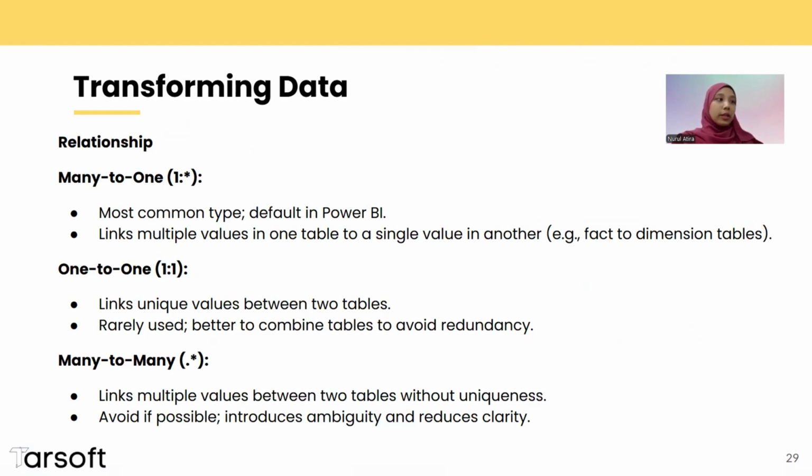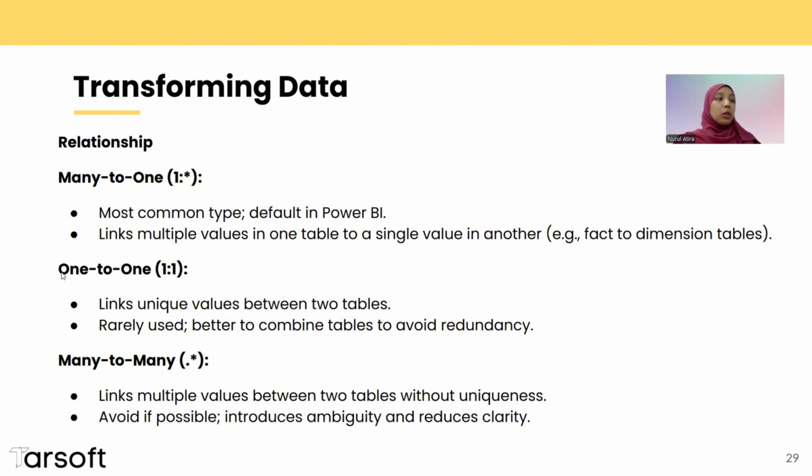Next, we have relationships. We have many-to-one, one-to-one, many-to-many. Many-to-one is the most common type. It's actually the default in Power BI. It's going to link multiple values in one table to a singular value in another. So let's say you have two tables and you want to create a relationship. One has many values and another has only one value. You can go with many-to-one, which is the default.